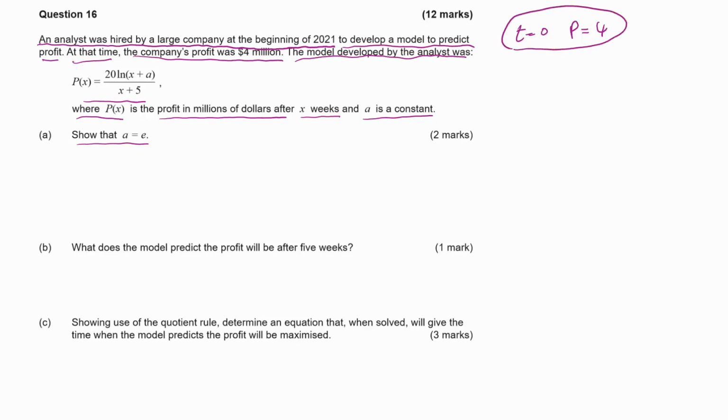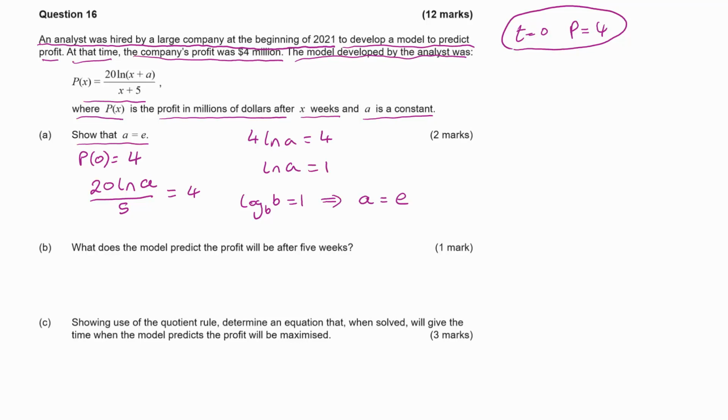Well, we can use this information to do that. We know that P of 0 is equal to 4. In other words, 20 ln a over 5 is equal to 4. That means that 4 ln a is equal to 4, and ln a therefore must be equal to 1. And since we know that log to the base b of b is equal to 1, that implies that a is equal to e.